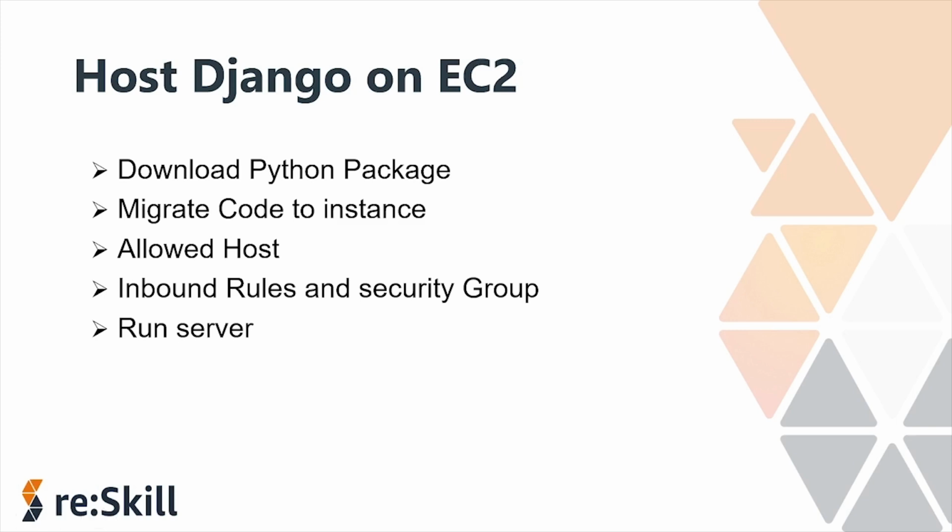So now the next section is how we are going to host our Django on EC2. First of all, we have to download the Python package, which I have shown you how to download. Now the next thing is we have to migrate our code to the instance. So how are we going to migrate our code to the instance? Let's see.